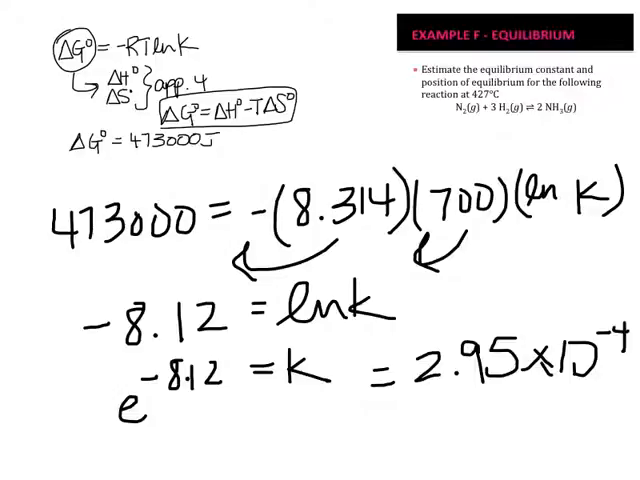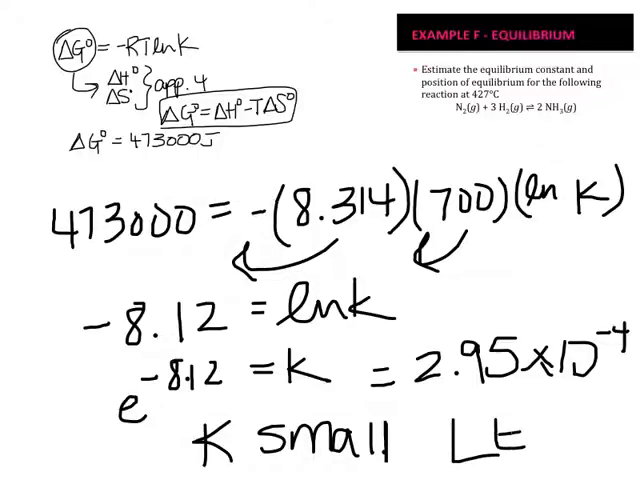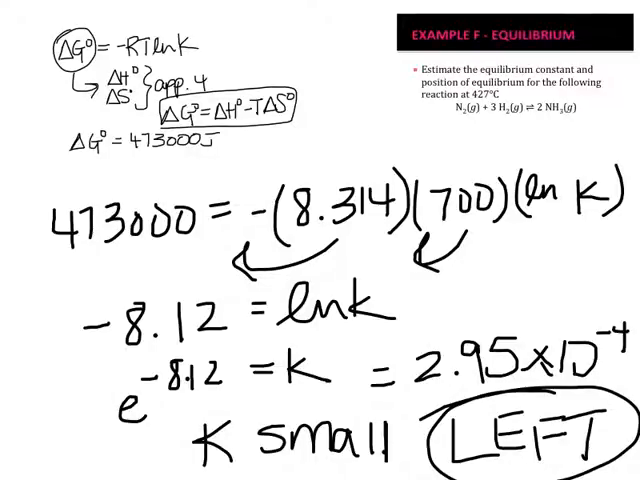So that tells me I have a very small K. If K is small, then I have more reactants than products, okay, because that bottom number, the denominator, has to be very big. So if that number is very big, then the equilibrium lies to the left. So we're predicting the position of equilibrium. It lies to the left in this case. So it's not making products, it's making more reactants. And that means it's not thermodynamically favorable.